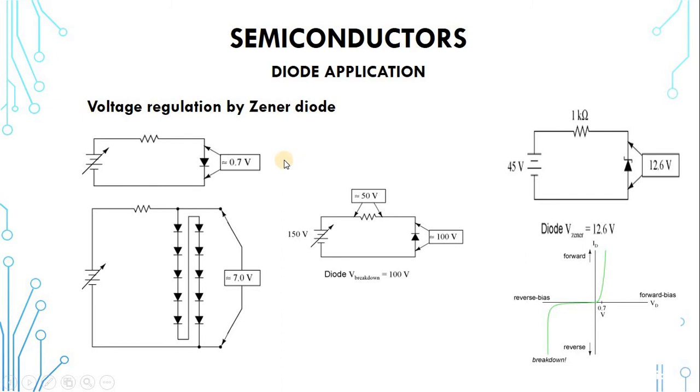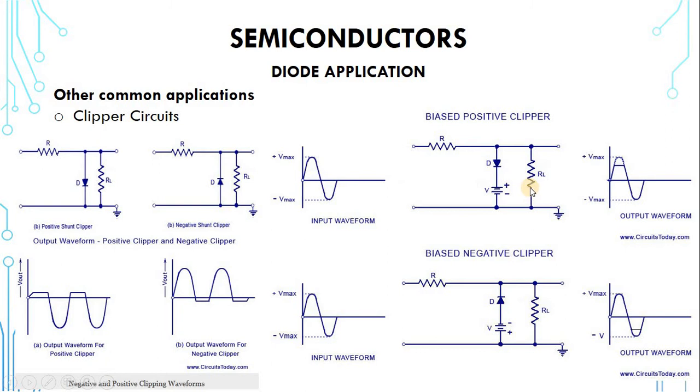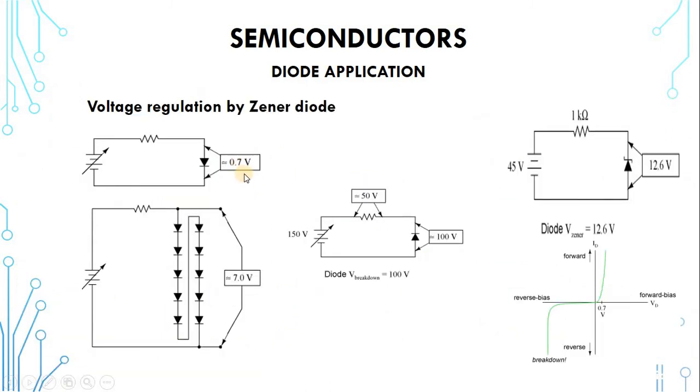But then again, just like I said in the clipper circuit, most loads will require more than 0.7 volts to operate. So let's say the load requires about 7 volts to operate. Since it's 7 volts you want, you have to connect about 10 of these diodes in series in order to get 7 volts. Each of them will drop 0.7, 0.7, 0.7, and so on. 10 of them will give you 7 volts. Yes, it will also give you a constant 7 volts across your load.